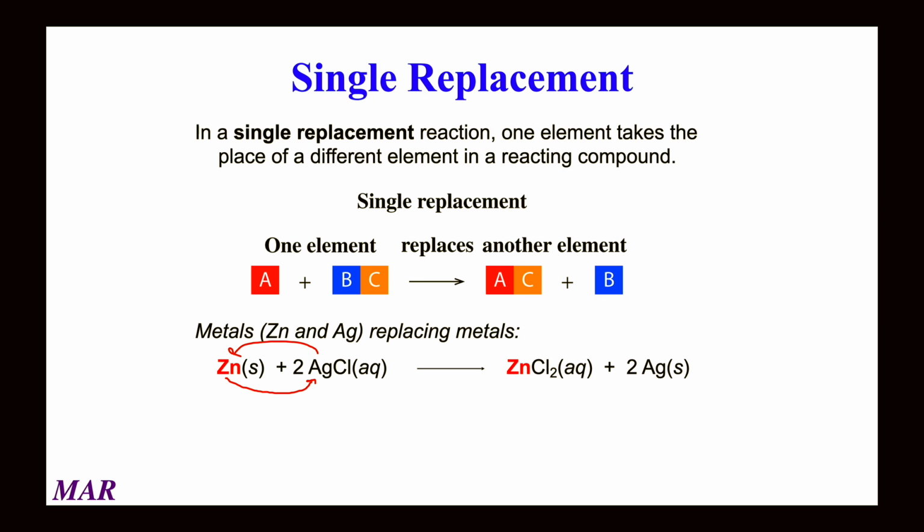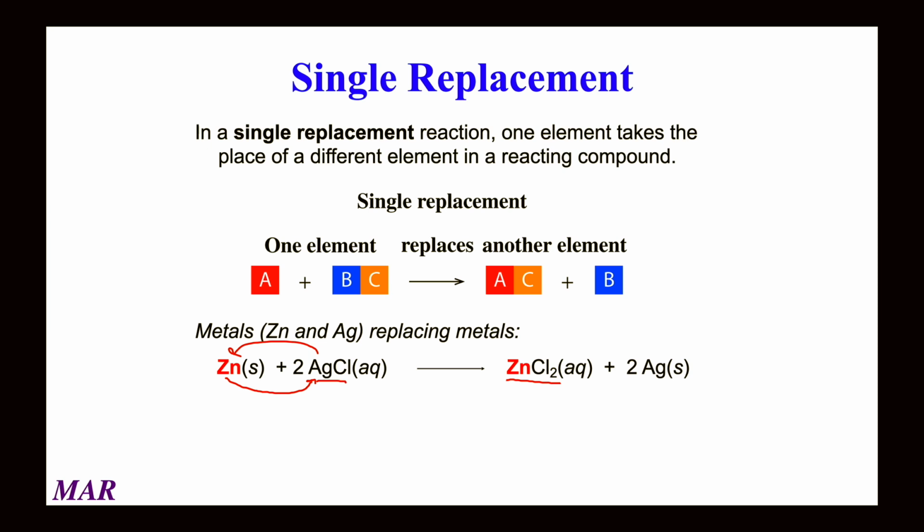Now remember, all those charges still apply. Silver is +1, but zinc is +2. And since chloride is always -1, you're going to need 2 chlorides at -1 to balance that +2 zinc, while silver +1 only needs 1 chloride to balance it.